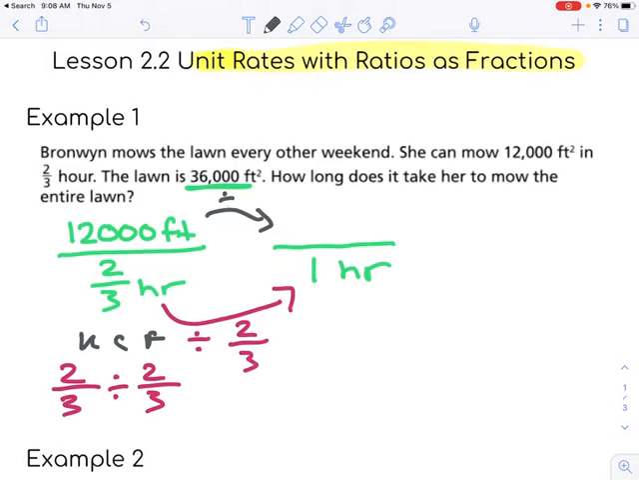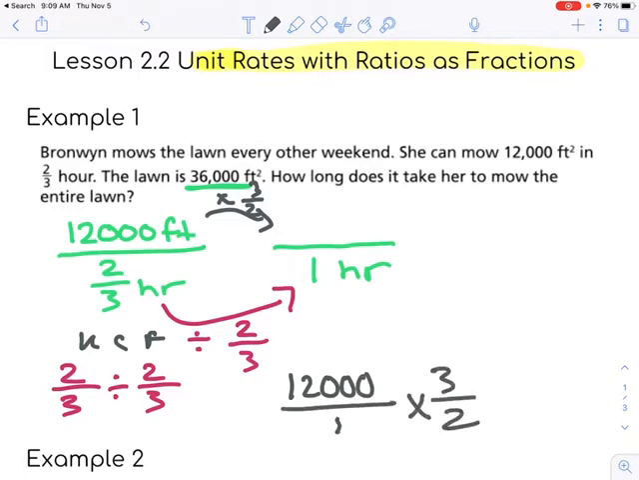Or we know, if we do our keep, change, flip, we can say that we are multiplying by 3/2. So we have 12,000 for 1 times 3/2. Reminder, you guys can use your calculator. Just make sure whatever you're putting in your calculator, when we were doing Math Excel or any of our Explore activities, we are writing that down.